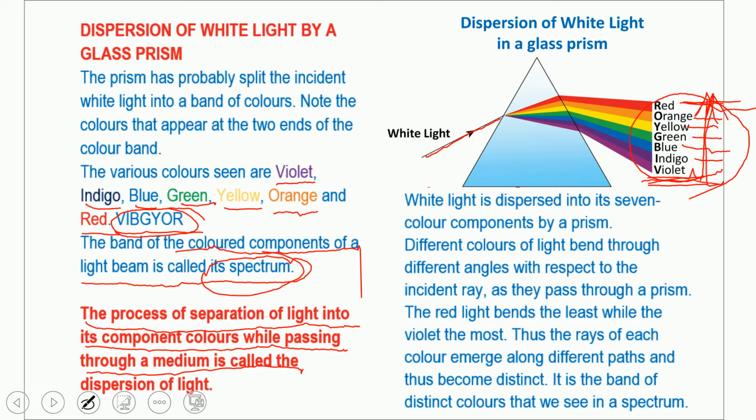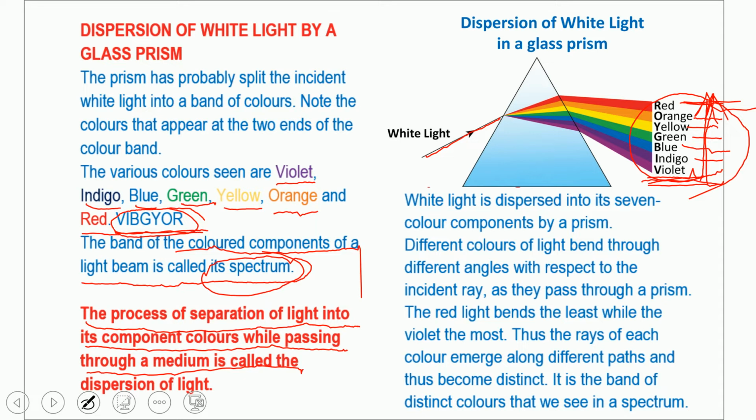Every now and then this will come. Why is violet in the bottom? Because its wavelength is very less, and that of red is very high. So understand that the most deviated is the violet and the least deviated is the red. You have to remember this VIBGYOR. So this band of colored components of the light beam is called the spectrum.